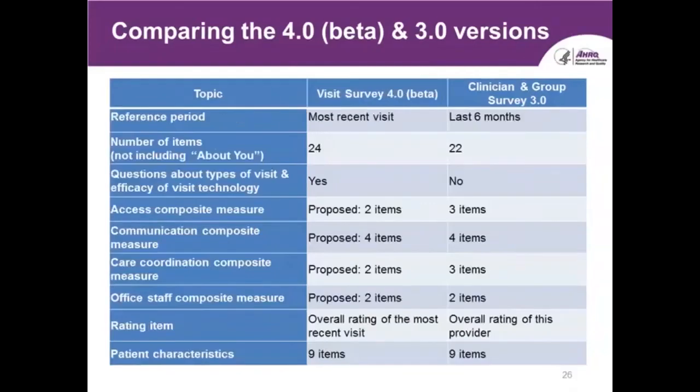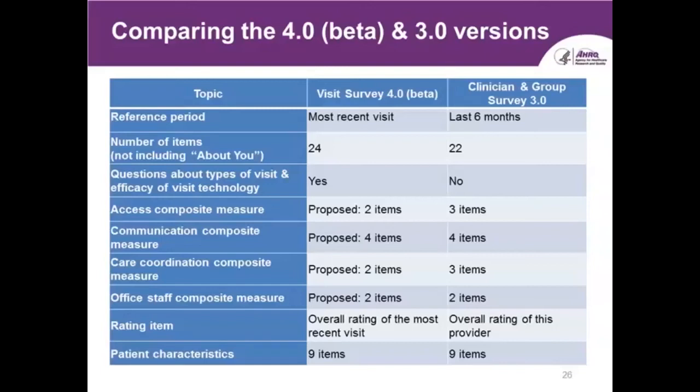And finally, at a more granular level even still, this shows a comparison, again, of the Visit 4.0 beta survey and the 3.0 version of the survey. The Visit 4.0 survey focuses on patient experience of care with a named provider at a most recent visit, so just that one instance, while the 3.0 version asks about experience, again with a named provider, but over the prior 6 months.